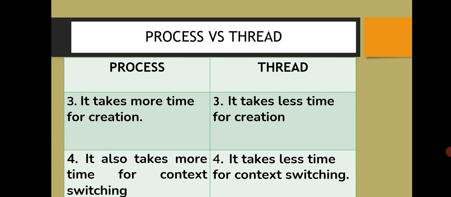So I hope that this difference will help you a lot. So once again I repeat that process creation takes longer time due to the overhead of allocating separate memory spaces, managing resources, and establishing context switching between independent processes. And on the other hand, thread is a part of the process, that's why it takes less time for creation.